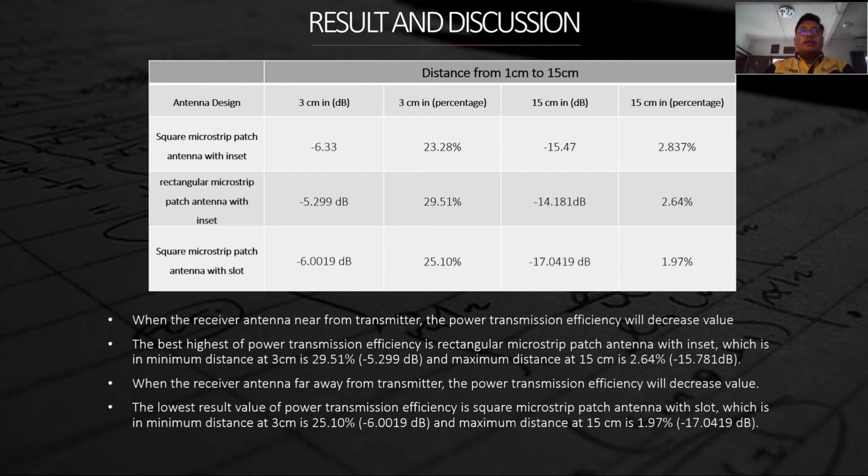For the rectangular microstrip patch antenna, when the minimum is 3 centimeter, the power transmission efficiency is around 29.51%, and at the maximum it is 2.64%. The last one is the square microstrip patch antenna with slot. At 3 centimeter, the power transmission efficiency is around 25.10%, and at the maximum distance, it is around 1.97%.